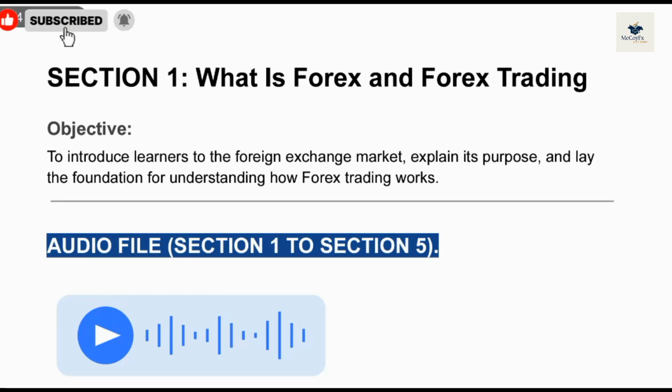Now, let's start with section 1. What is Forex and Forex trading? This section is to introduce learners to the foreign exchange market, explain its purpose, and lay the foundation for understanding how Forex trading works.